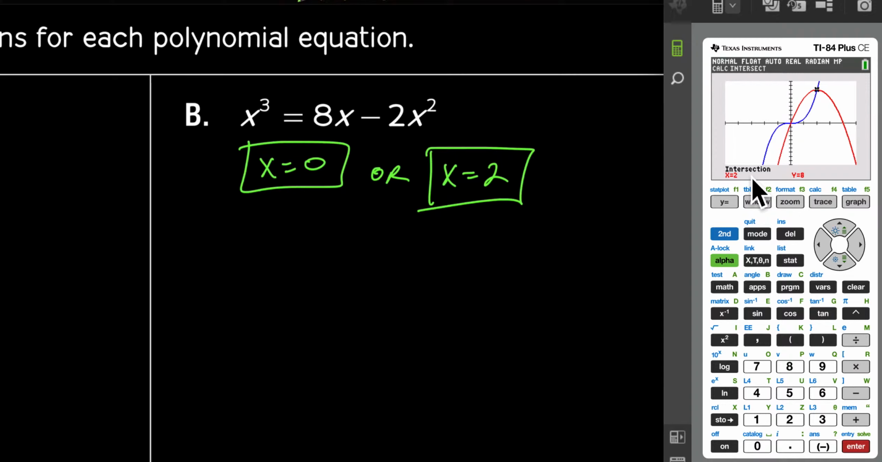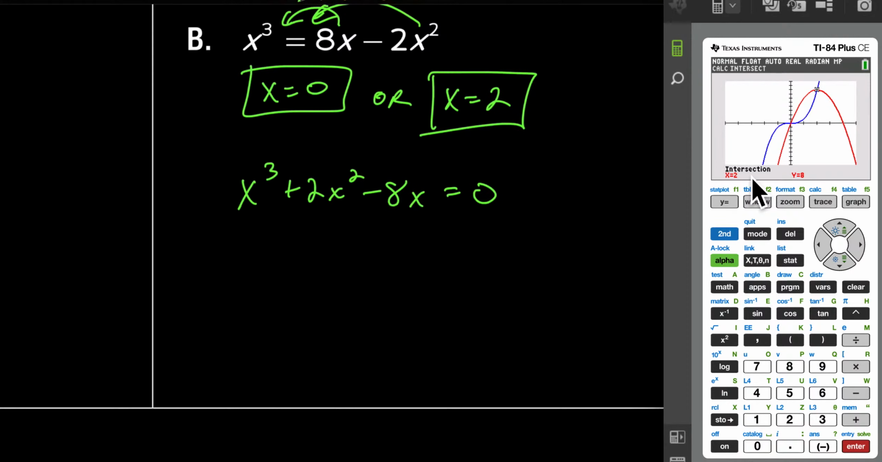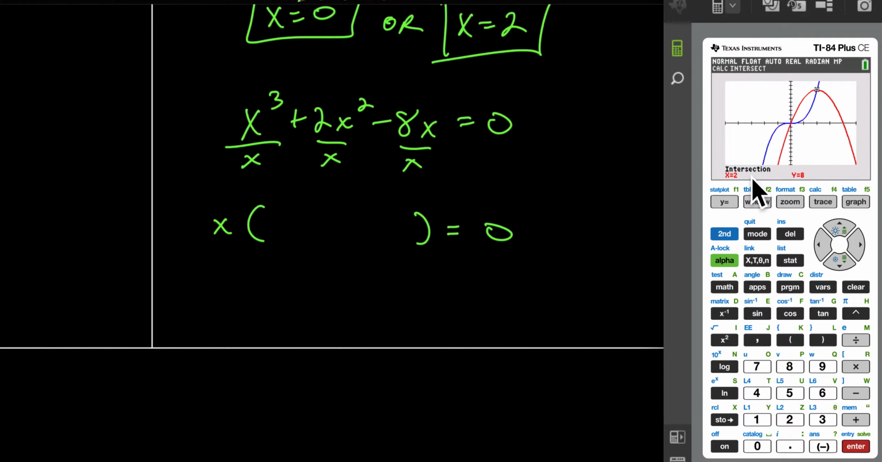As a reminder, here's how we would have done it without the calculator. We want to make it equal to 0, so I'm going to get x cubed plus 2x squared minus 8x equals 0. I'm going to bring all this stuff to that side, and now I'm going to try to factor. They have a common factor of x, so I'm going to set up my little common factor routine here, and I've got x squared plus 2x minus 8. Now I'm going to see if I can factor this trinomial. I know it's going to start off x and x. What numbers multiply to negative 8 but add to 2?